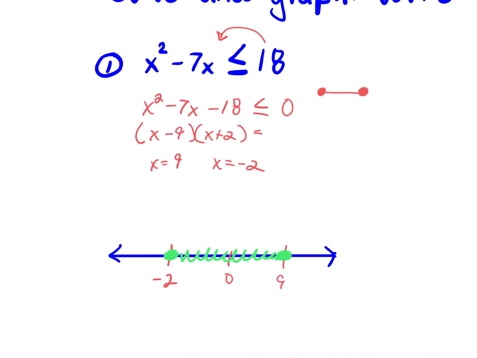0. If I plug in 0 at the top into your original, what's 0 squared? 0. Minus 7 times 0. 0. Is 0 less than or equal to 18? Yes. All right, let's pick another number. Okay, let's pick 10. What's 10 squared? 100. Minus 7 times 10 is 70. What's 100 minus 70? 30. Is that less than or equal to 18? No. Then we're good.